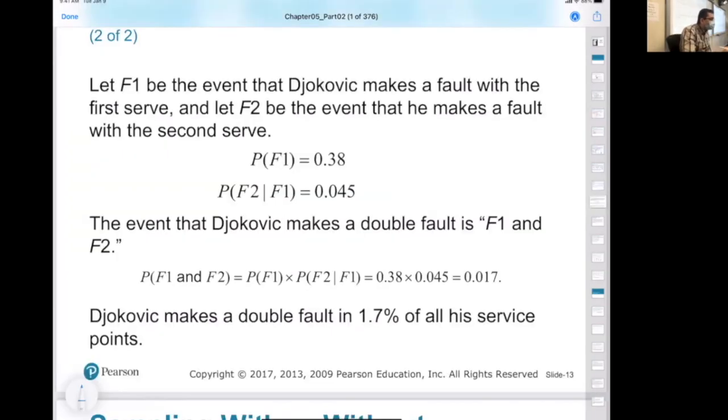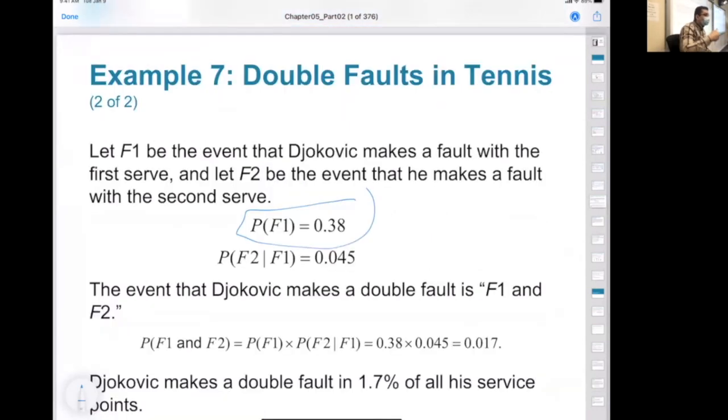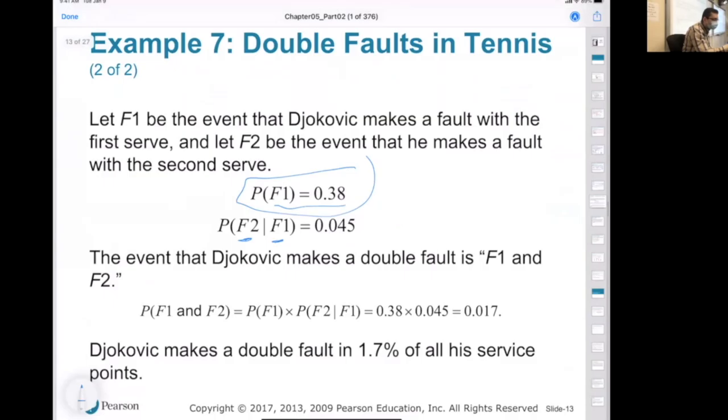Let F1 be the event that Djokovic makes a fault with the first serve, and let F2 be the event that he makes a fault with the second serve. We already know the probability of a fault on the first serve from the scenario, and the probability that the second serve is a fault, given that the first serve is a fault as well.